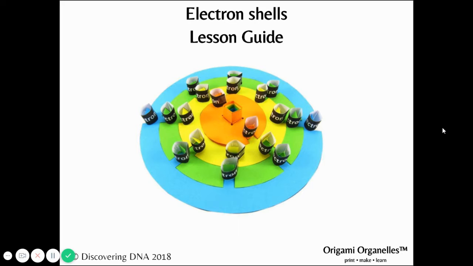The electron sheet has 24 electrons listed with white letters and black backgrounds around each of them. Each of the sheets you need today are called Electron Shells 00501 Origami Organelles. All right, so that's what the model is going to look like when we're all done. So let's go through this.